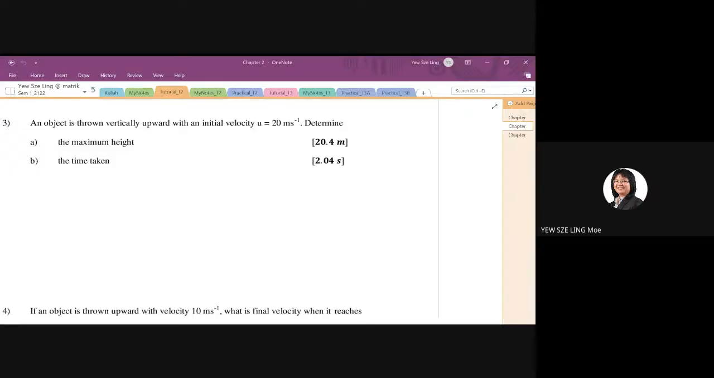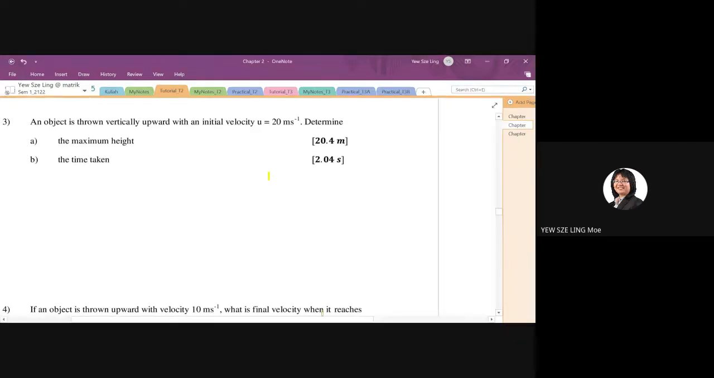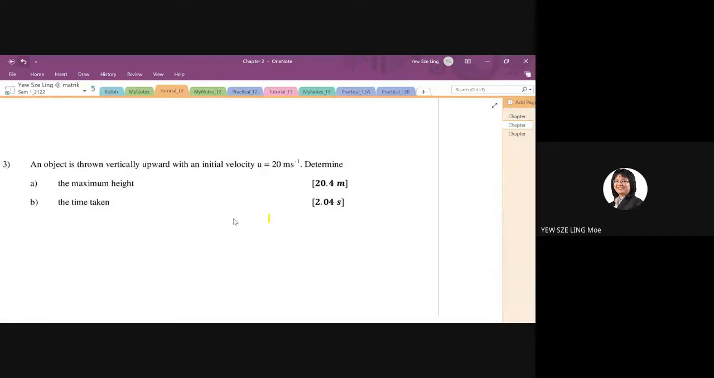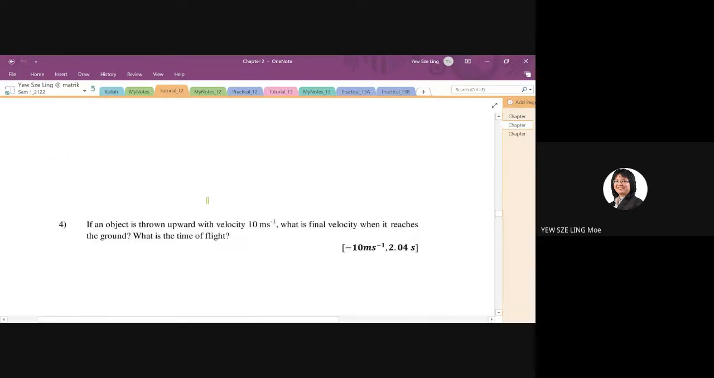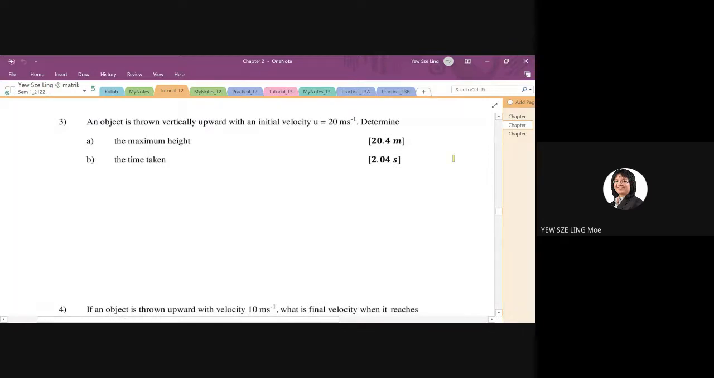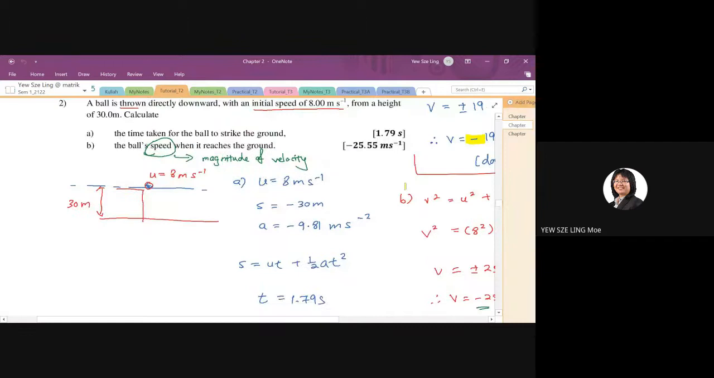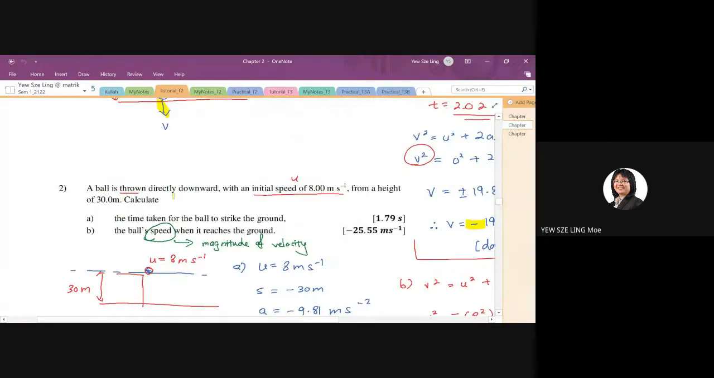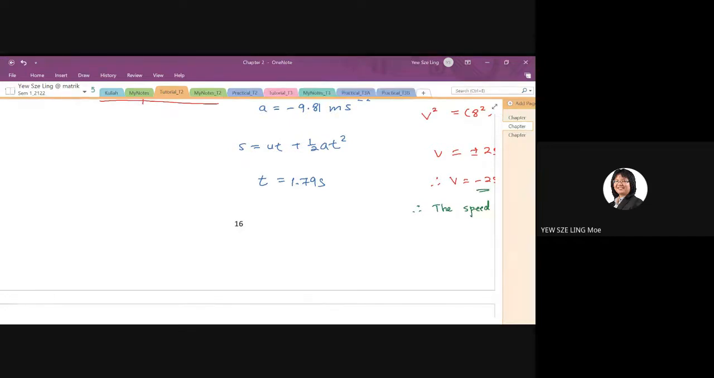Okay, so we're going to continue with question 3. Question 3 is still a vertical linear motion, but there's a slight difference between the things that we're going to see today and the things that we have seen in a previous lesson. Previously we were talking about throwing something downwards, and today we are going to see how to solve it if we throw it upwards.